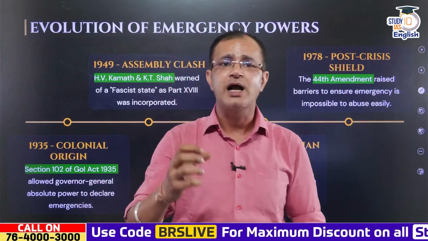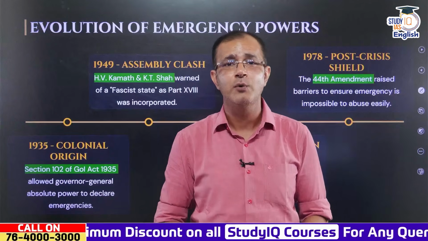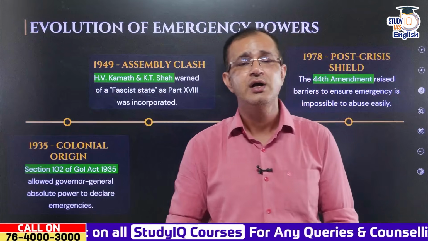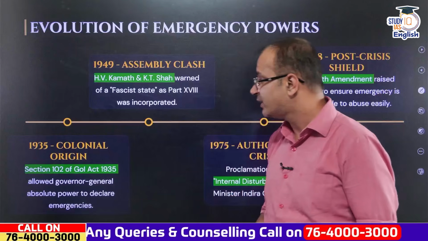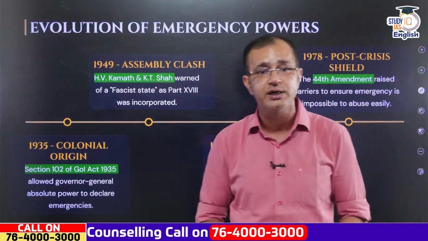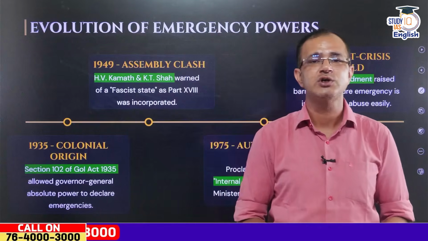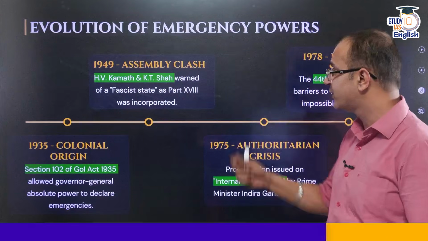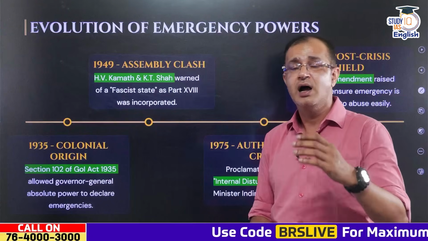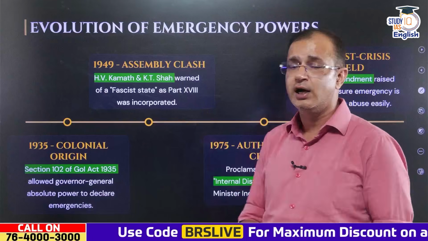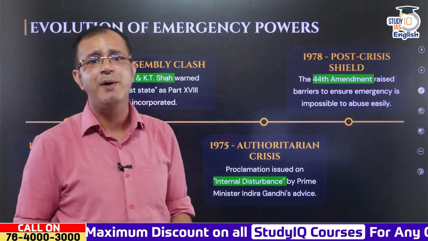Now let's understand the complete evolution of the emergency powers. In 1935, the Government of India Act was passed under the British Empire, and Section 102 of the Act allowed the Governor General absolute power to declare emergencies. In 1949, there was the assembly clash where H.V. Kamath and K.T. Shah warned against the fascist state that would be created under Part 18 of the Constitution, where we have the emergency powers.